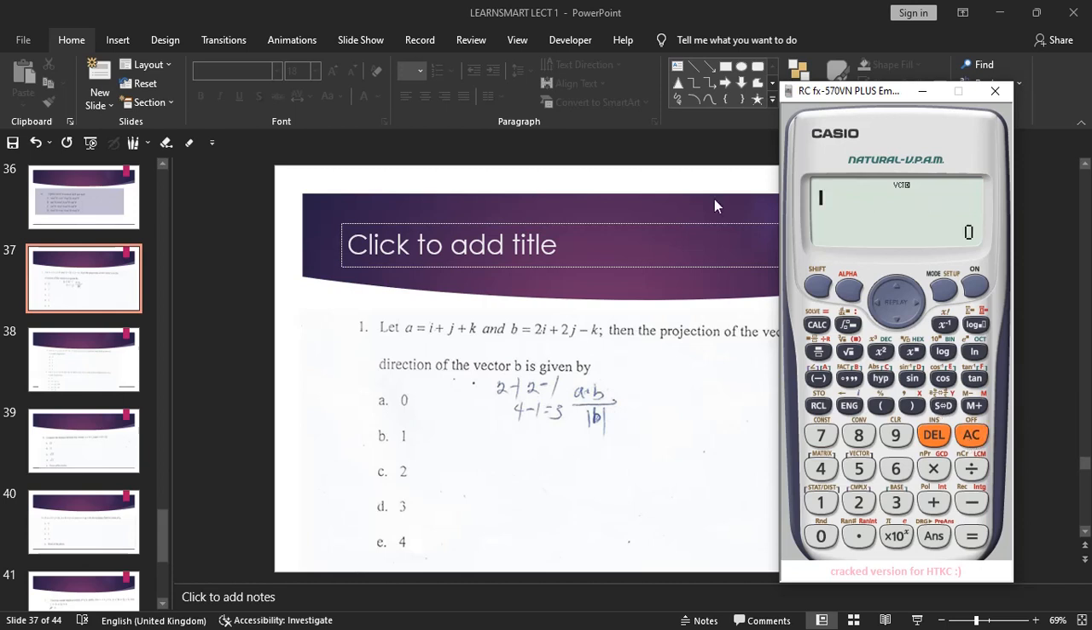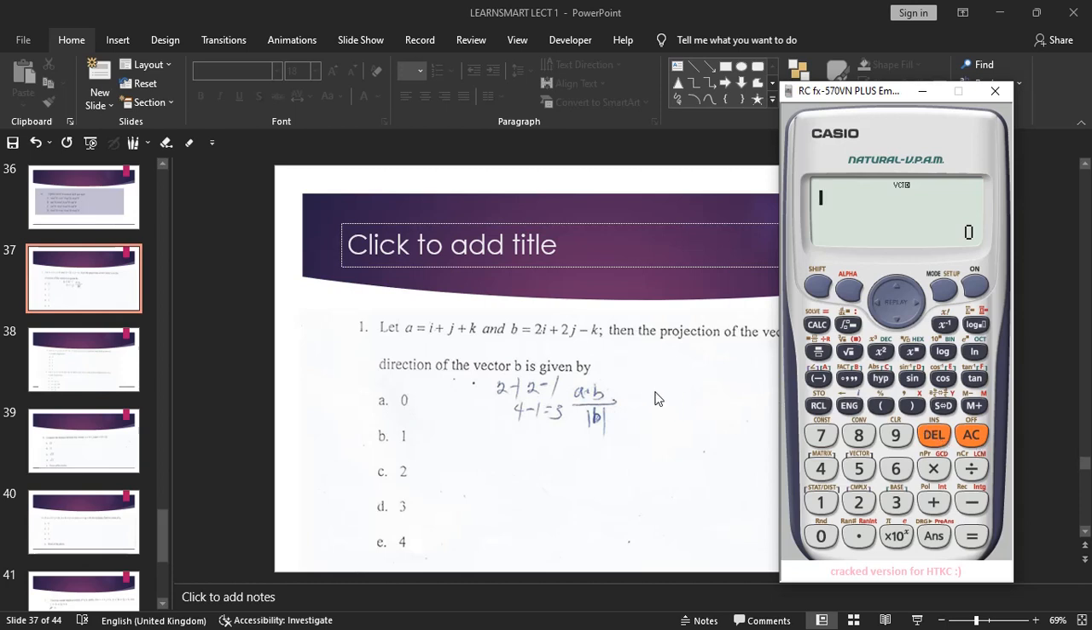Click on AC and then Shift 5, that's vector, and then you choose 1. Choose vector B because we want to insert B. You click on 1 again and then insert your vector B, so you have 2, 2 and then minus 1. After that you click on AC. Kindly follow the procedure so that you don't get lost.